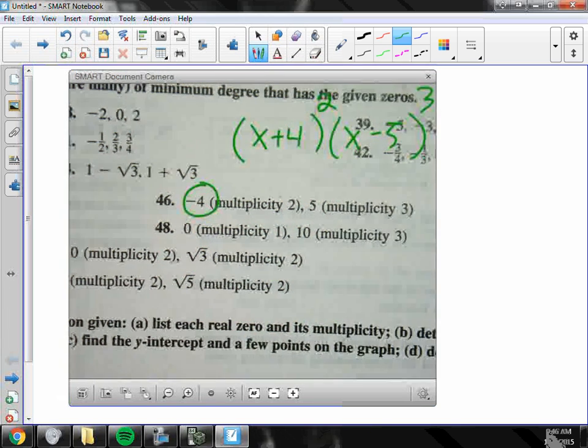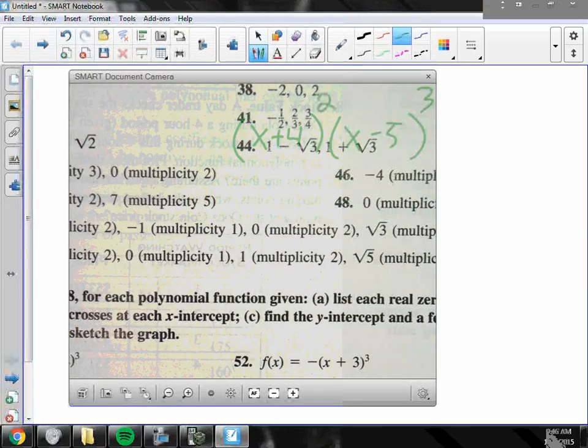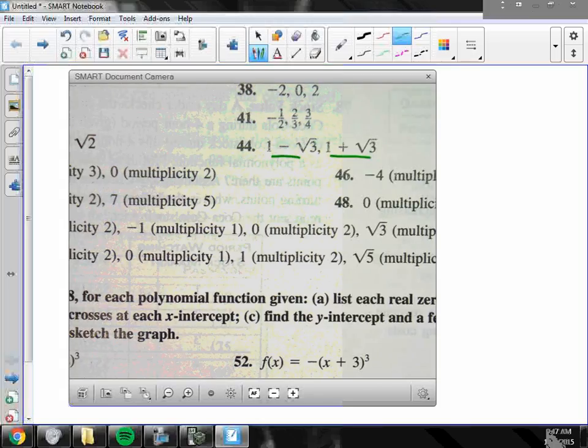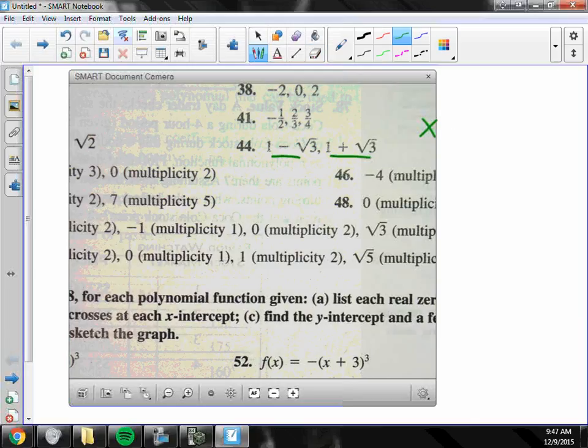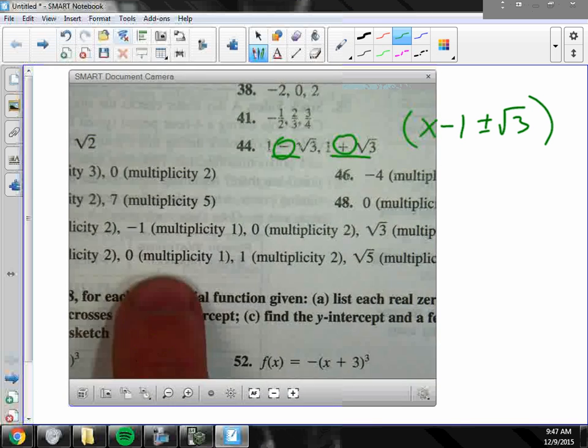Okay. If you did 44, you can actually make 44 pretty easy. Those are conjugates. And whenever you have conjugates, you could just say x plus or minus 1, well, that won't work. I did it backwards, sorry. X minus 1 plus or minus root 3. And I would accept that answer. If you're doing conjugates, you can just combine those two into a plus or minus. Okay, does that take you to the end? No, that gets you to 50.